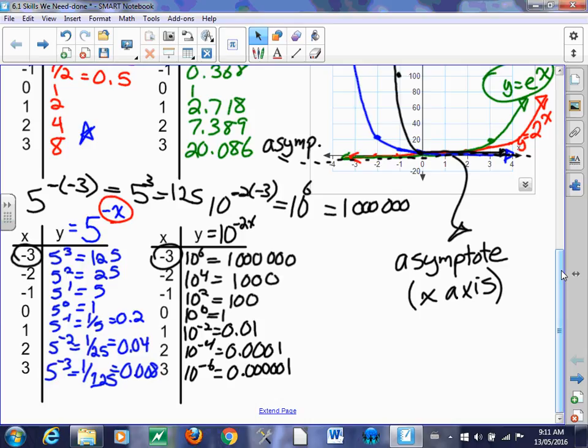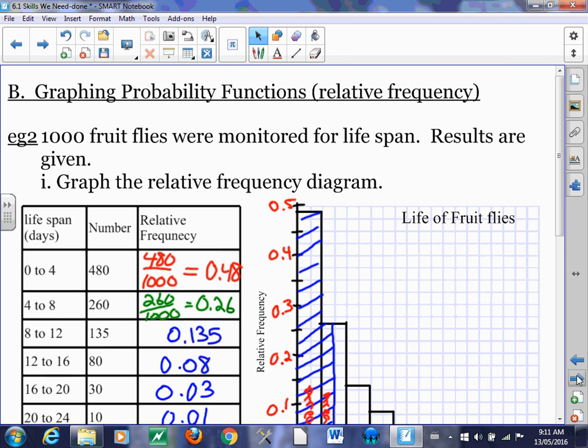Now we're going to take a look at how we graph the probability frequency. My fault. My brain was turned off there for a second.